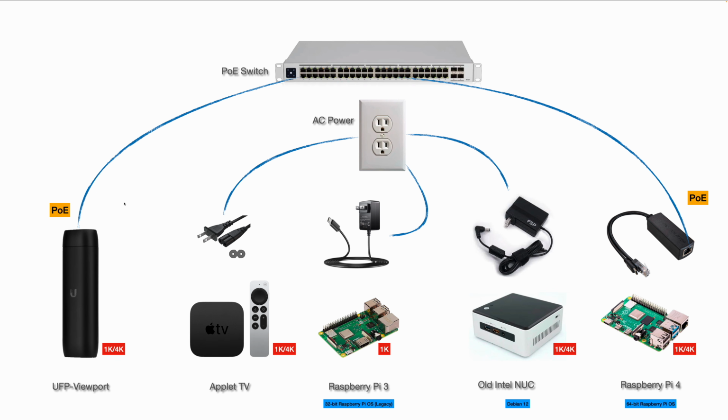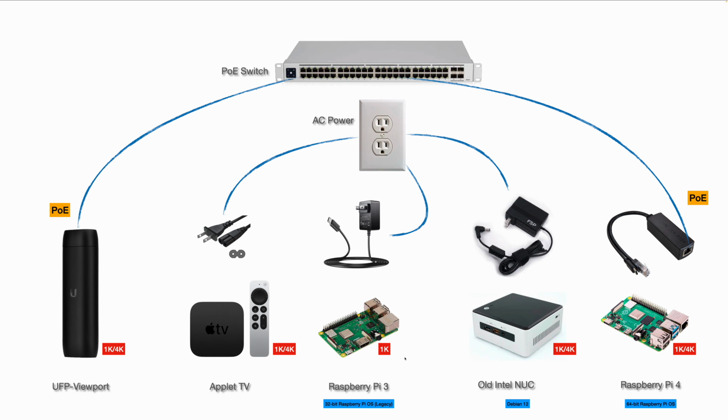Let me summarize. For the UniFi Protect Viewport, it can effortlessly support the 4K streaming and it consumes pretty little power. For Apple TV, it's very smooth. It has some features which the UniFi Viewport doesn't have, but the bad thing is the functionality is restricted on purpose, so it's not really a good choice if you simply want to check the live view of your UniFi cameras.